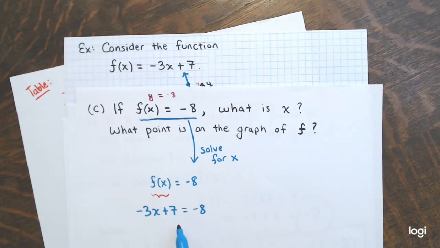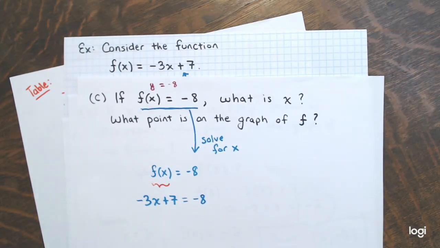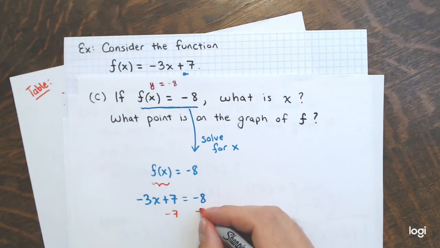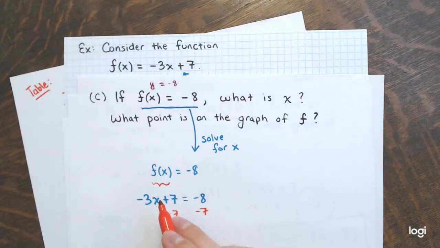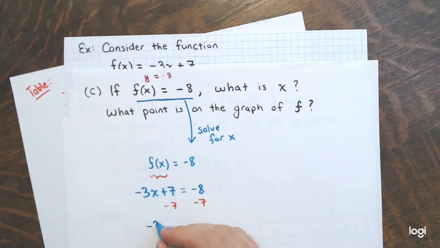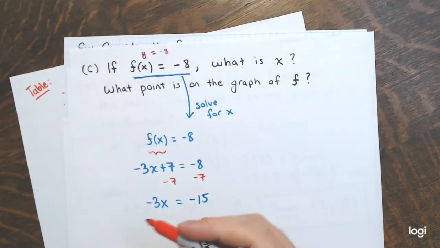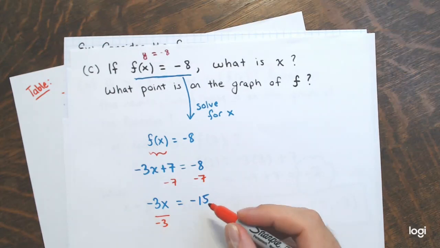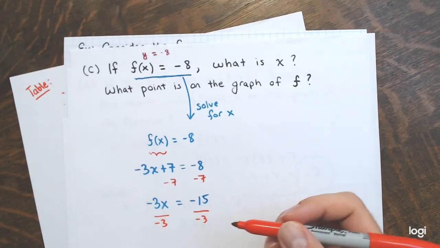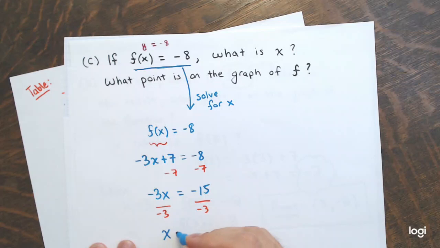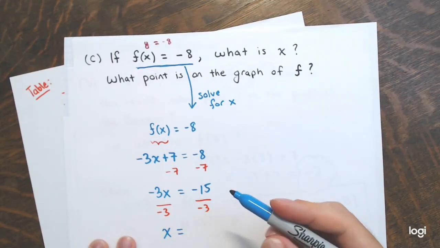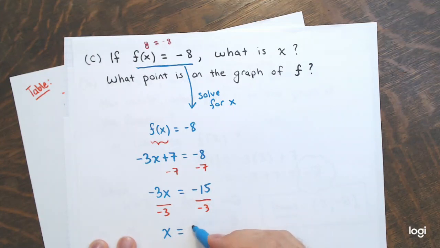And then we solve this equation for x, right? It's a linear equation, with x to the first power. So I'd subtract 7 from both sides, giving me negative 3x equals, and then negative 8 minus 7 is negative 15. And then I would divide both sides by negative 3, or multiply both sides by negative 1/3, same thing. And we're getting our x alone on this side, 1x, and then negative 15 divided by negative 3, right? Negative divided by negative is positive, and 15 divided by 3 is 5.